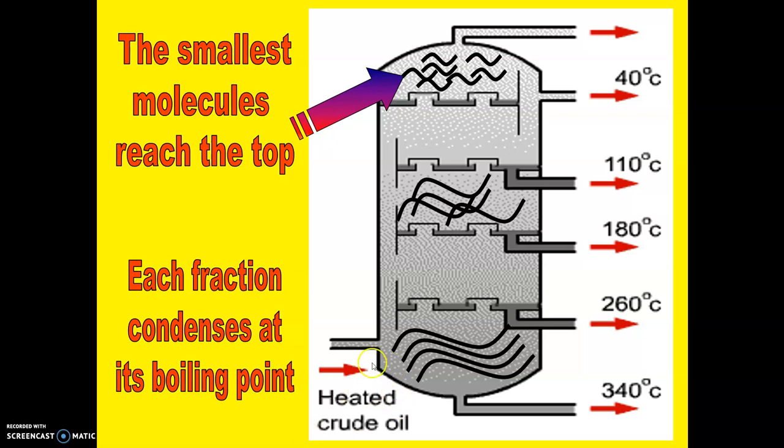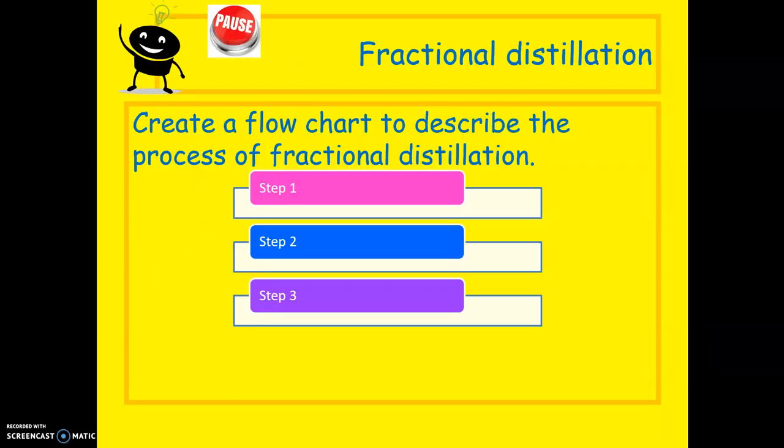So this mixture of heated crude oil is separated out into each individual hydrocarbon, which is then used for lots of different fuels. So that's shown just there. Each fraction condenses at its boiling point.